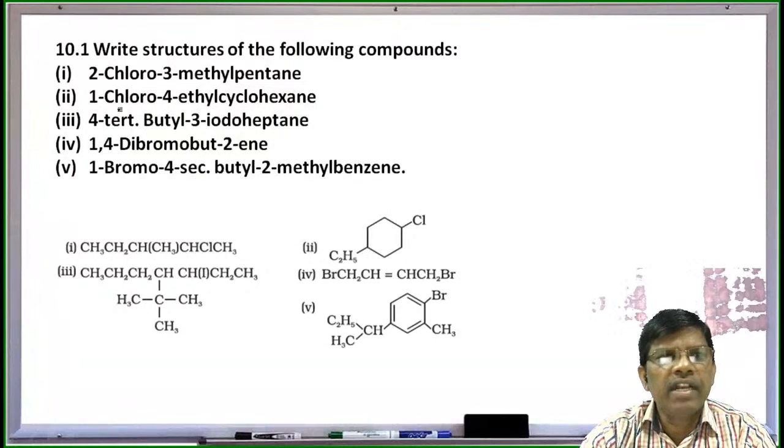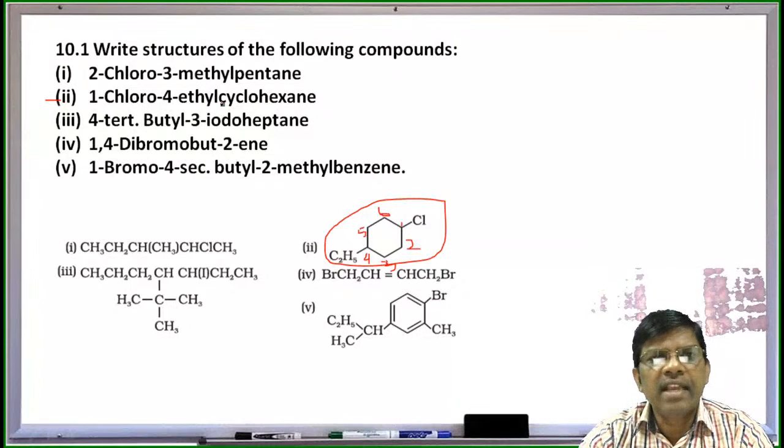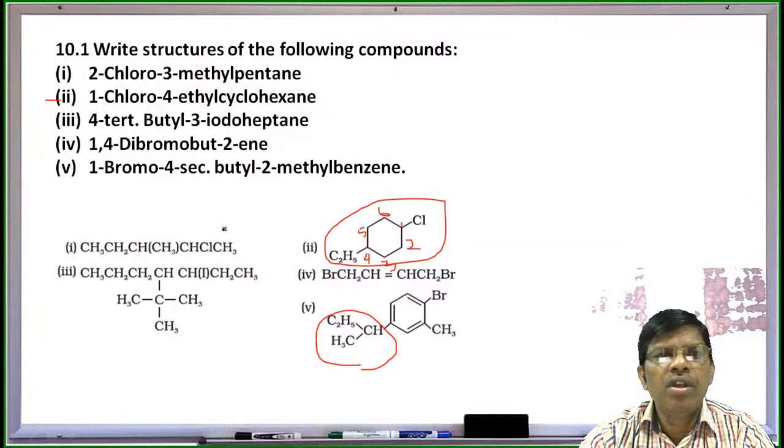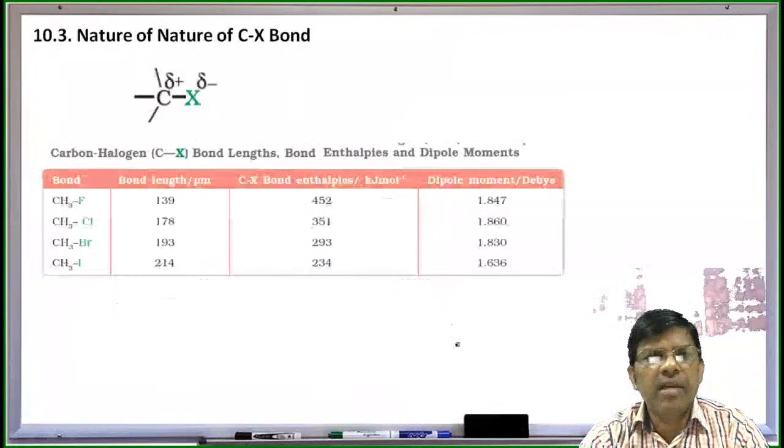So for example, when it comes to compound 2, 1-chloro, it is very important, students. So how to write? 1-chloro-4-ethyl. In cyclohexane also you have to give the numbering like this: 3 and 4, 5 and 6. 1-chloro-4-ethylcyclohexane, 4-tertiary butyl, 3-iodoheptane, 1,2-dibromo-2-ene. So this is a secondary carbon, attached to 4-bromo, 4-secondary butyl, 2-methylbenzene. So like this you can give the nomenclature.